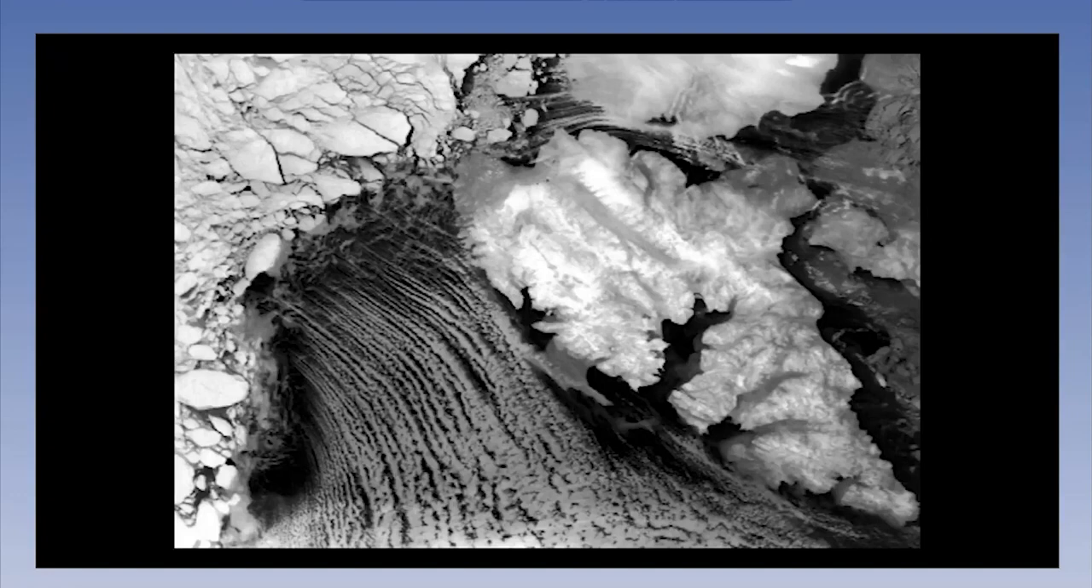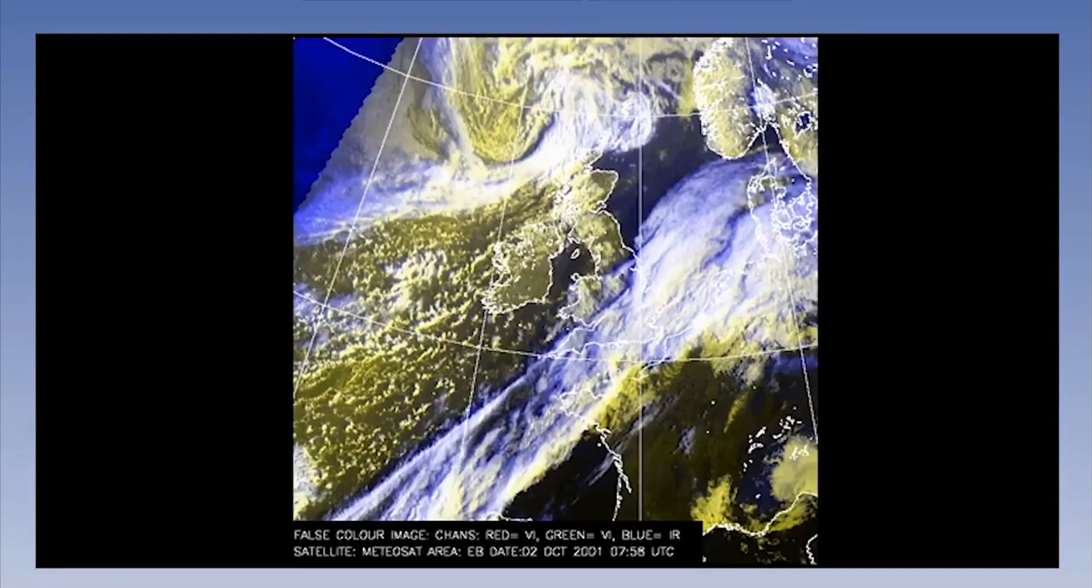Similarly, where there is no cloud cover, the sea surface temperature can be calculated. This particular image shows sea ice. You may occasionally come across satellite pictures called false colour images. These tell us exactly the same information as grayscale images, but use colours.